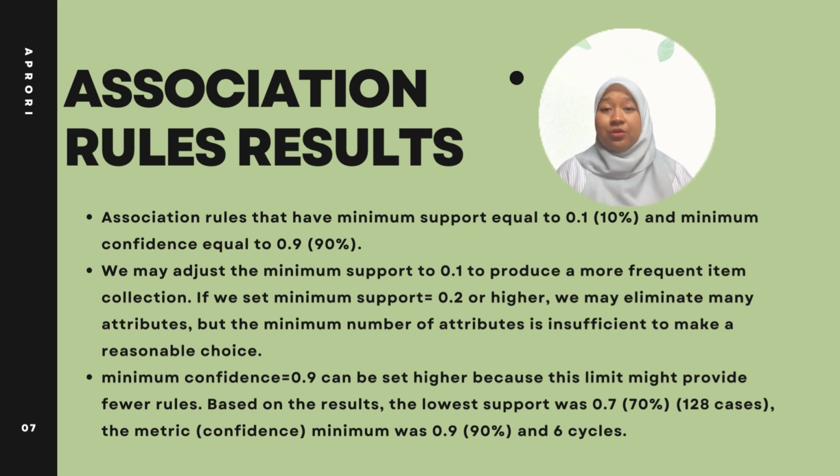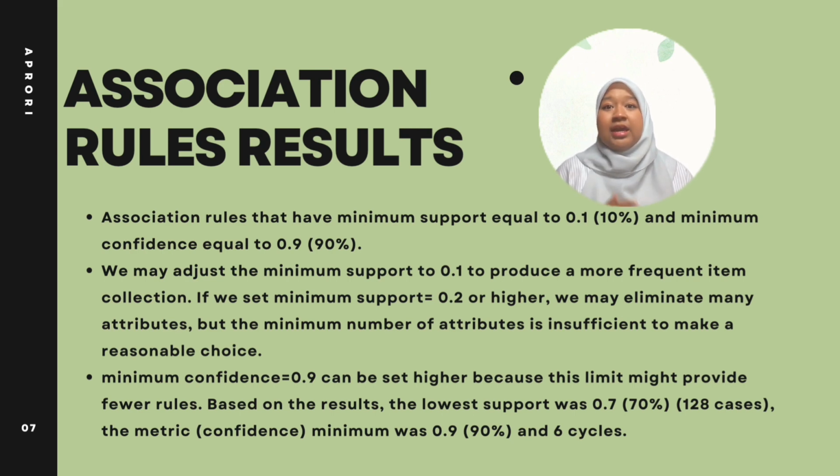Using the Apriori algorithm, we want to find the association rules that have minimum support equal to 10% and minimum confidence equal to 90%. We may adjust the minimum support to 0.1 to produce a more frequent item collection. If we set minimum support 0.2 or higher, we may eliminate many attributes, but the number of attributes is insufficient to make a reasonable choice. However, minimum confidence 0.9 can be set higher because this limit might provide fewer rules.